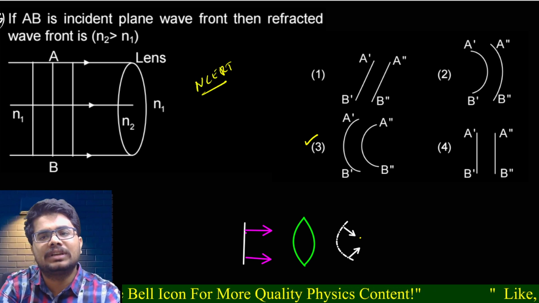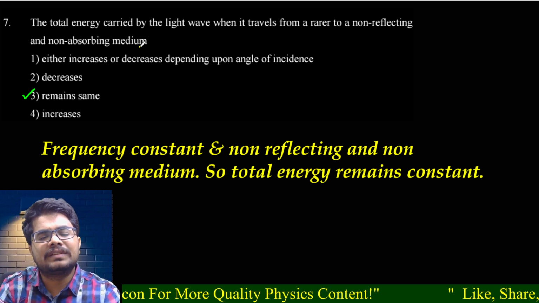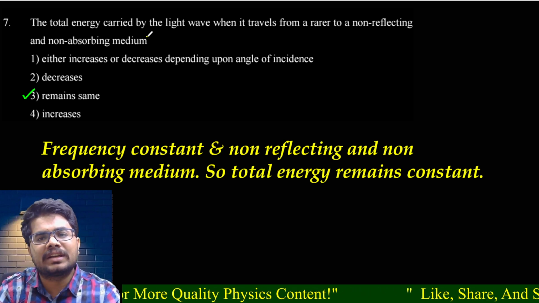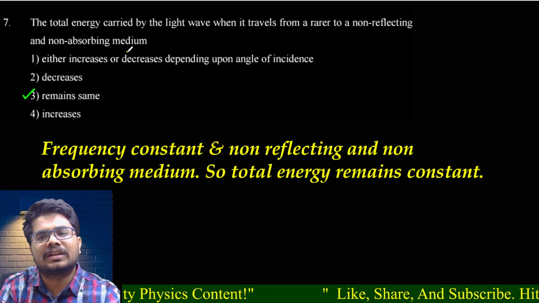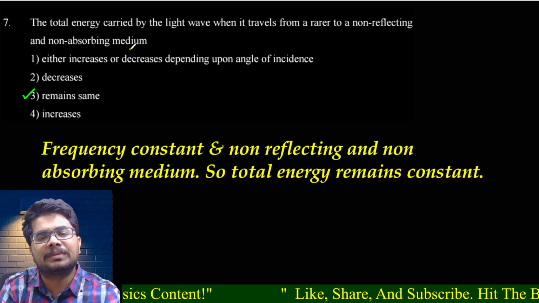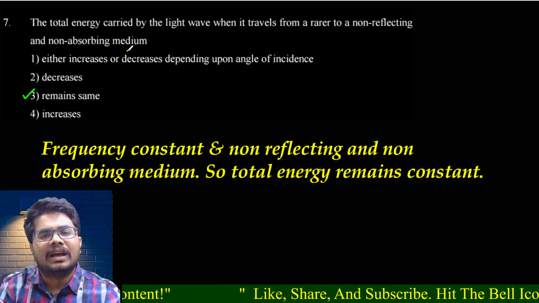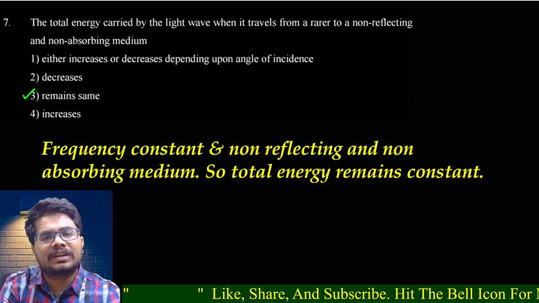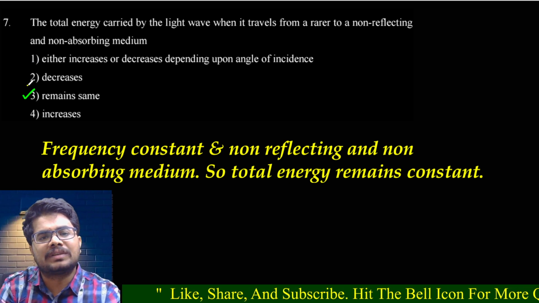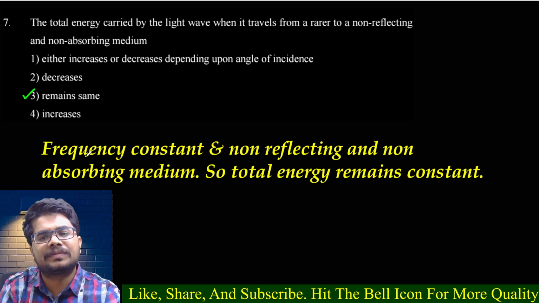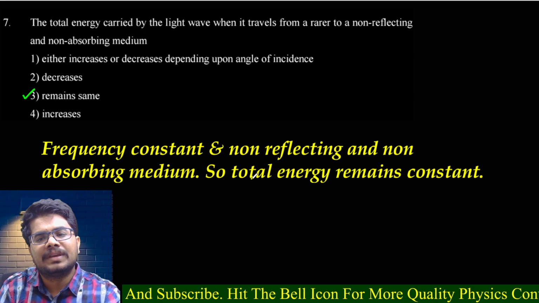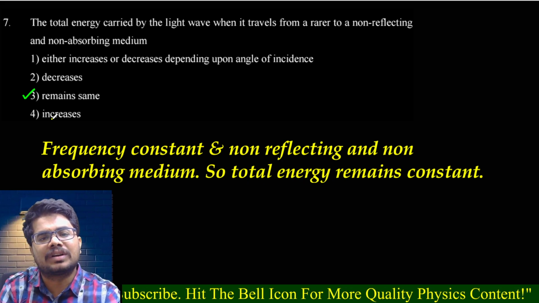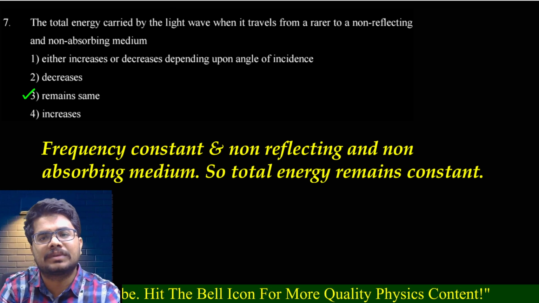Please check. Okay. Fine. Seventh question you see here: the total energy carried by the light waves when it travels from a rarer to a non-reflecting and non-absorbing medium. The energy of the wave is not reflected and not absorbed either, so what will happen, Anna? Energy should remain the same. So frequency is constant, and in a non-reflecting and non-absorbing medium the total energy remains what, Anna? Constant. So option 3, same, correct, Anna?